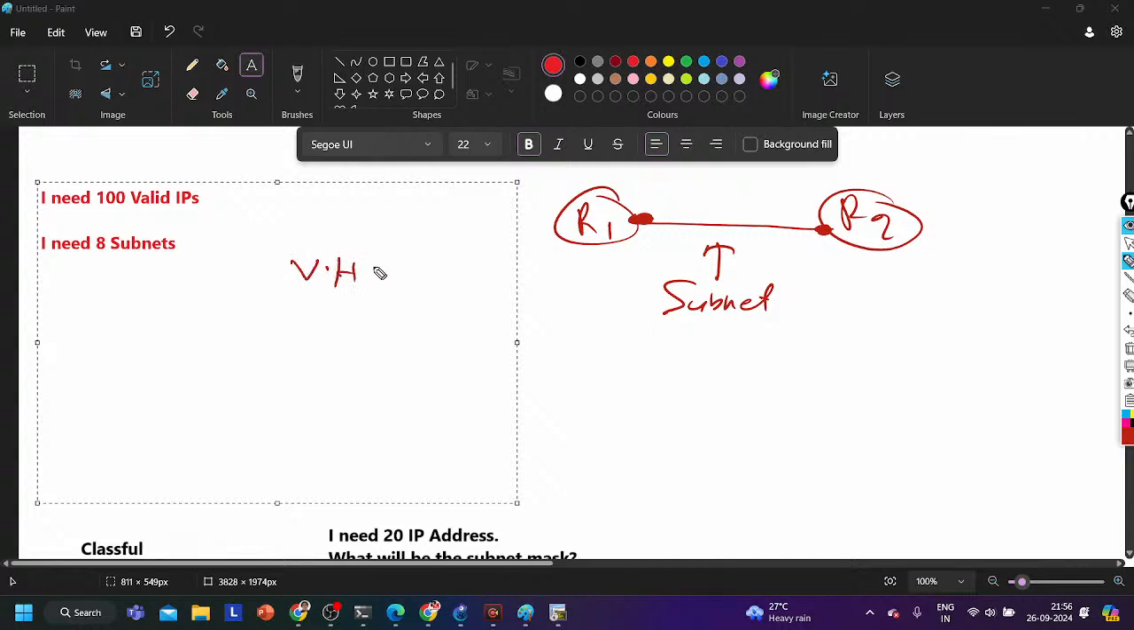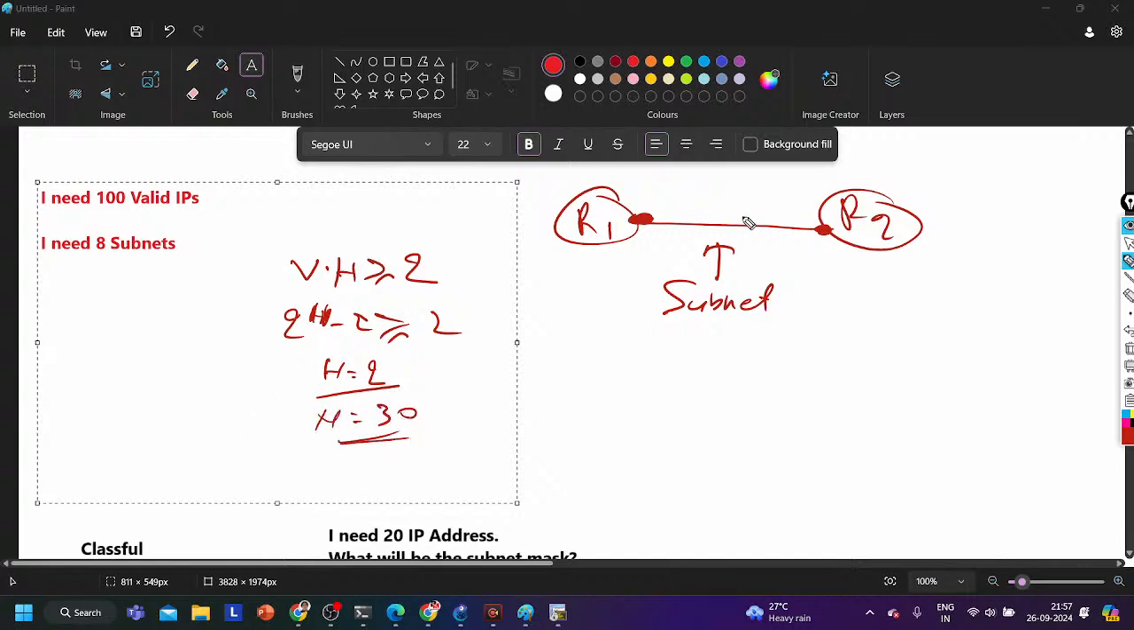The formula for valid hosts is 2^h − 2 should be greater than or equal to 2. What should be the value of h? Host bits. If h is 1, then the requirement is not matching. If h is 2, then the requirement is matching. 4 minus 2 is 2. Correct? So if there are only 2 host bits, that means network bits are 30.